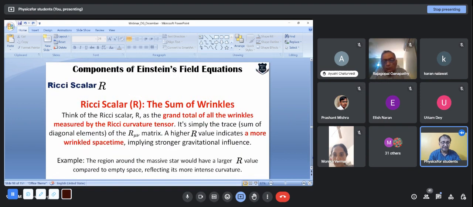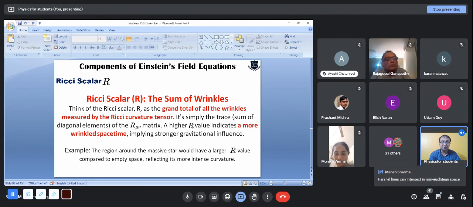Right. Next, we come to this one, which is called the Ricci scalar. We call it the sum of wrinkles. Parallels cannot intersect in Euclidean space. So here it tells the grand total of all the wrinkles.